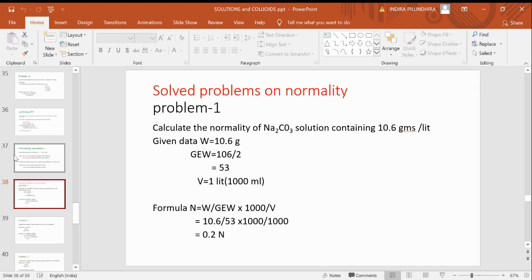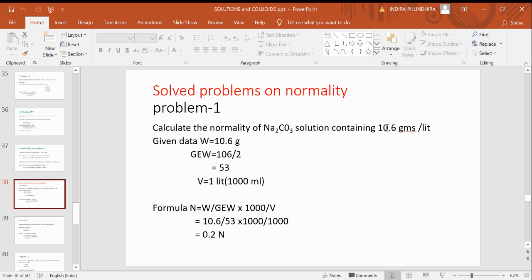Let us start with the first type of problem: calculate the normality of the sodium carbonate solution containing 10.6 grams per liter. For any problem, as we learned in the previous videos, we should write the data first.